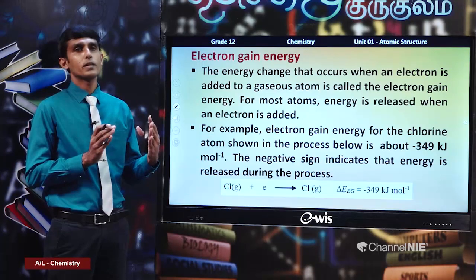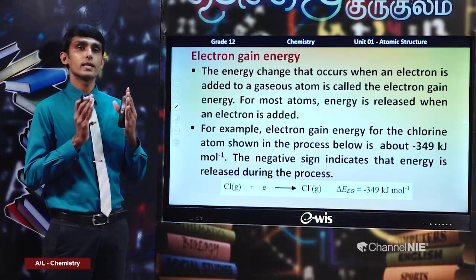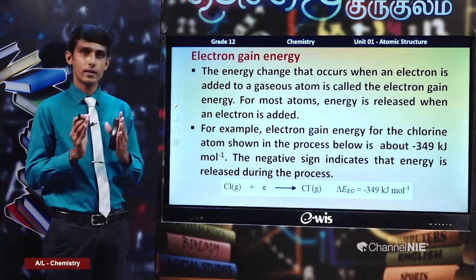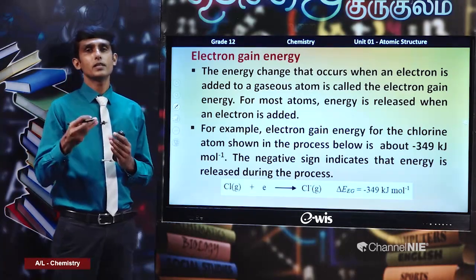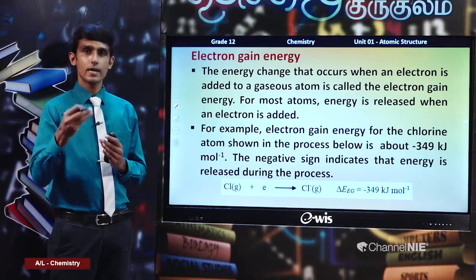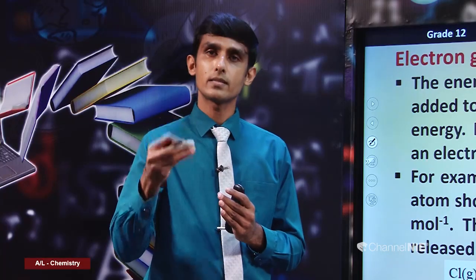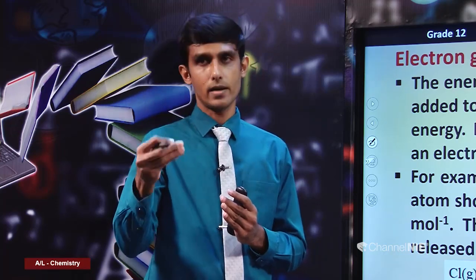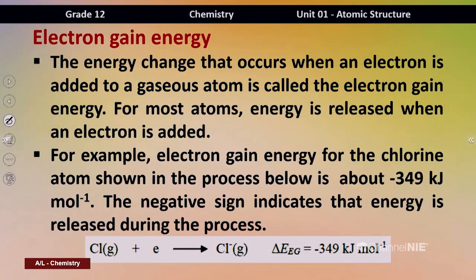The last periodic property we are supposed to discuss is the electron gain energy. Electron gain energy is basically the energy change that occurs when an electron is added to a gaseous ground state atom or ion. Right. The first electron gain energy of atom A can be represented like this: A plus electron gives A minus gas. The energy change associated with this process is called the first electron gain energy.